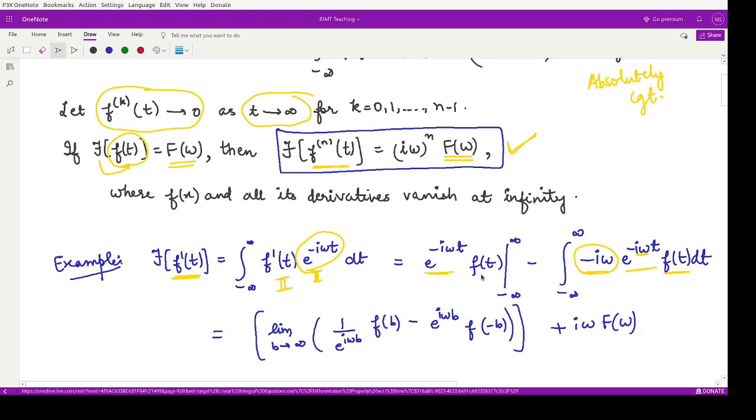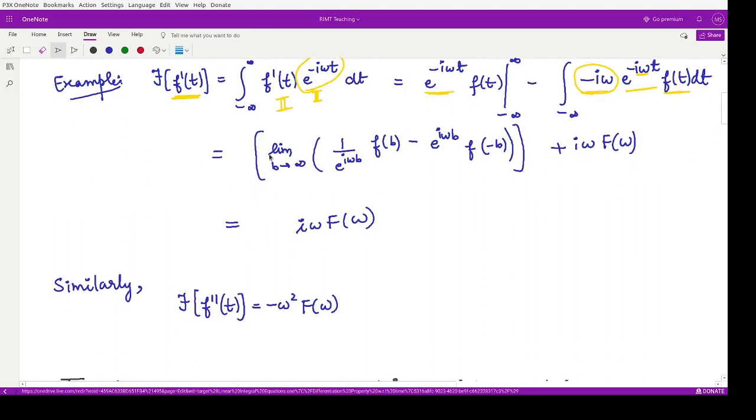So now we can substitute the limits. The limits infinity, they are not substituted directly, so these are written like this. So limit b goes to infinity, the function's value at this point 1 by e to the power iota omega b f of b, and the function's value at the point minus b. So these are the limits, and this term becomes, what is this thing? The integration of this thing, that is nothing but the Fourier transform of the given function f of t. So this is according to the definition of Fourier transform. So now when you substitute this limit b tending to infinity, what does this become? E to the power infinity, that means 1 by infinity, and this is 0. So first term is 0, cancelled.